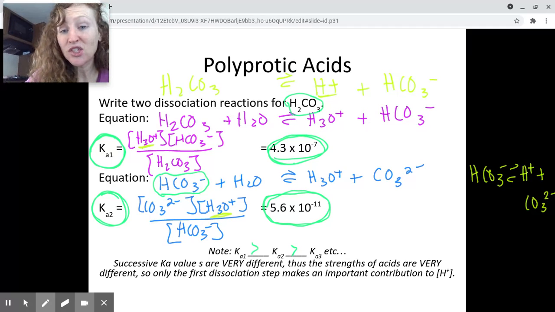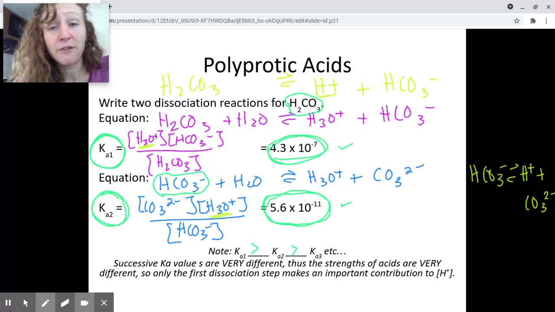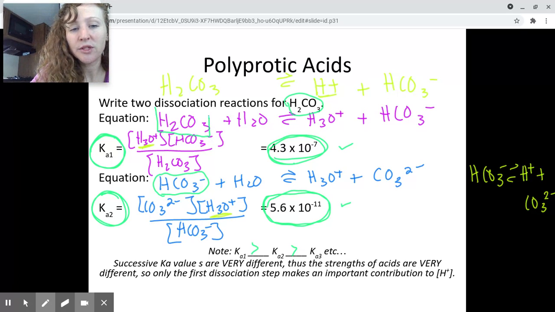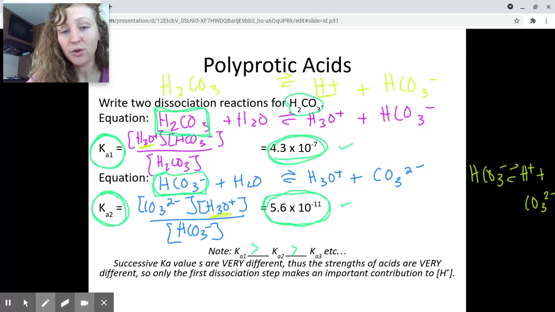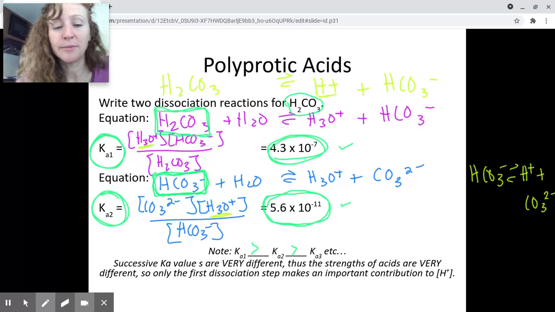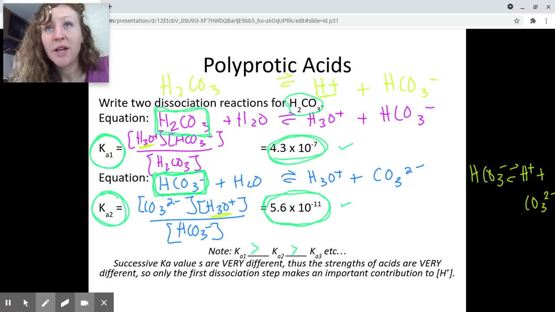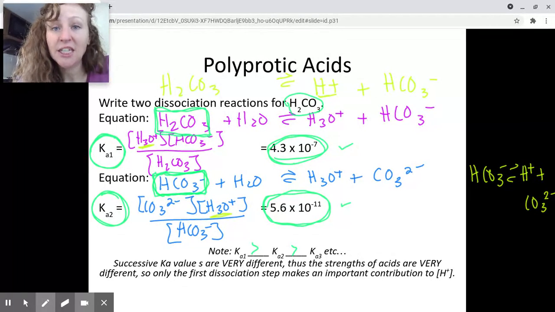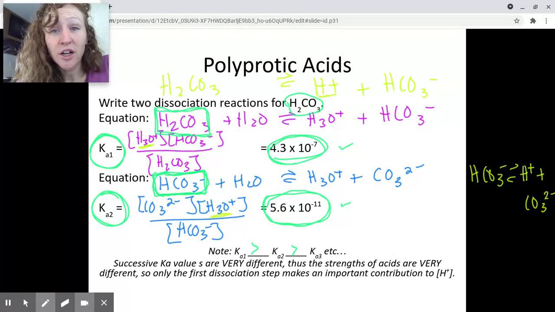So you can see that the strengths of these acids are very, very different. H2CO3, although it's a weak acid, is still a much, much, much stronger acid than HCO3-. And so when we're looking at these successive ionizations, the key to remember is that the first one is so much stronger of an acid that it's really the only one that matters. If you have successive ionizations, you can ignore all of the ionizations except for the first one.